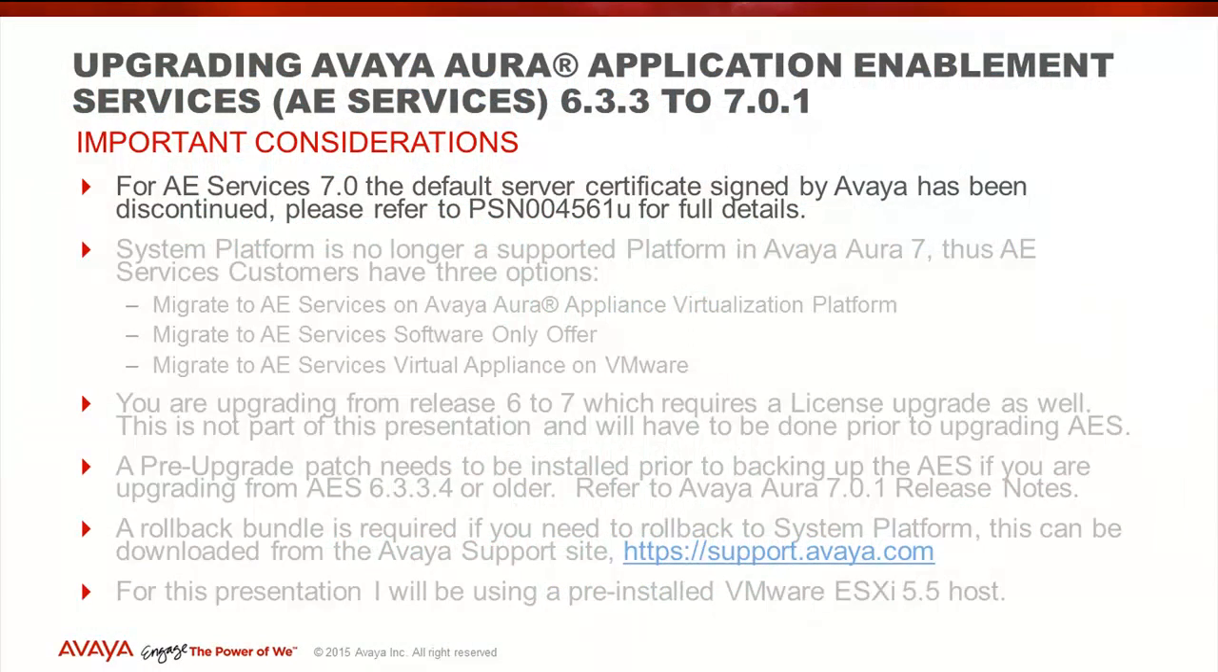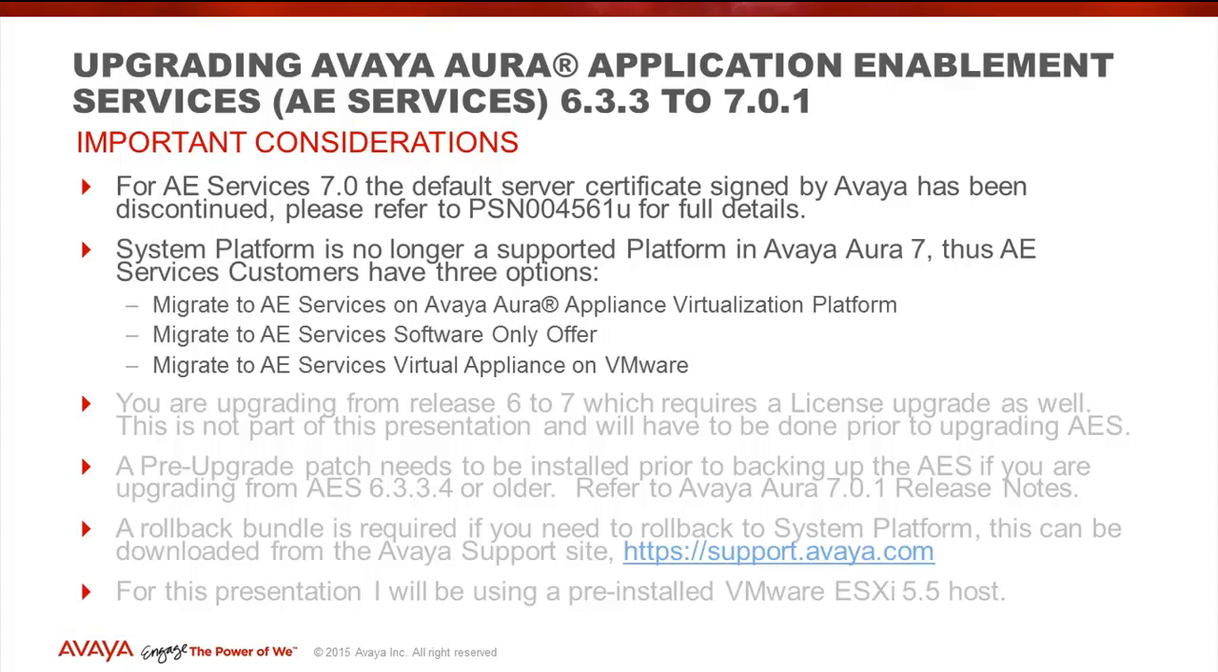There are a number of important considerations to be aware of with this upgrade. I'll try to highlight the most important here, but for a full list please refer to the Avaya Aura 7.0.1 release notes. First, you need to be aware that for AE Services 7.0, the default server certificate signed by Avaya has been discontinued. This means that applications that were previously able to connect to AE Services securely out of the box will now require additional certificate configuration in order to connect. Please refer to Product Support Notice 004561U for full details on this change.